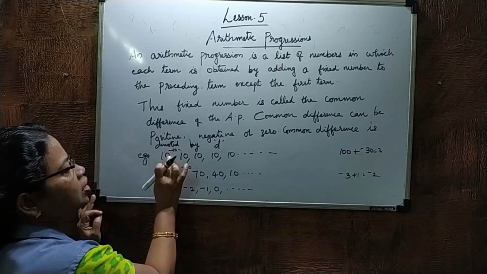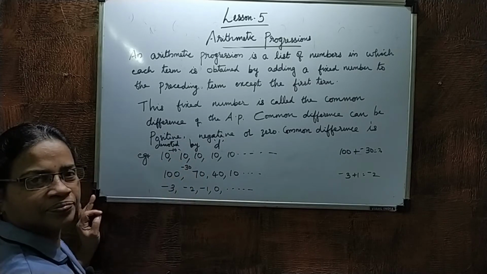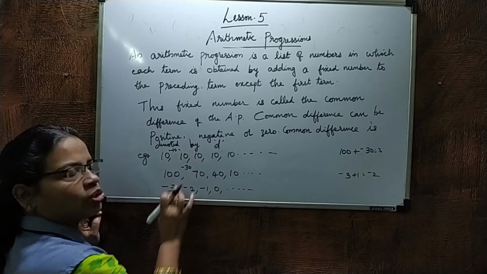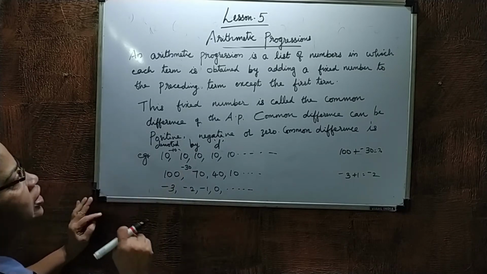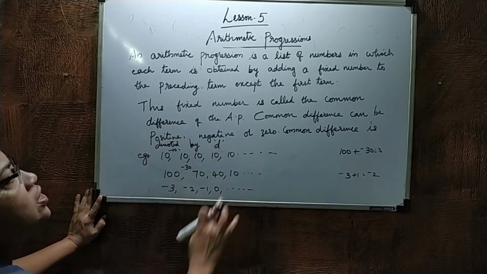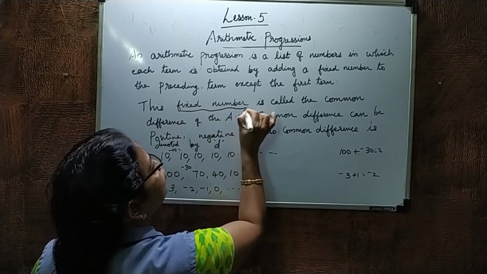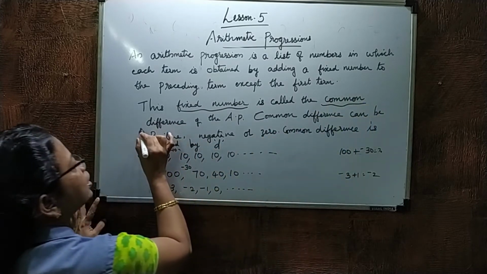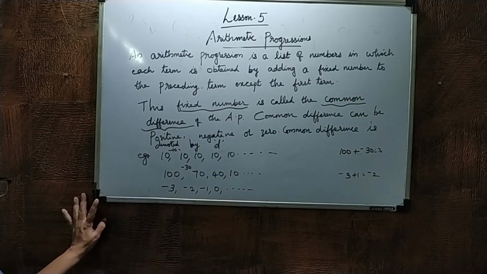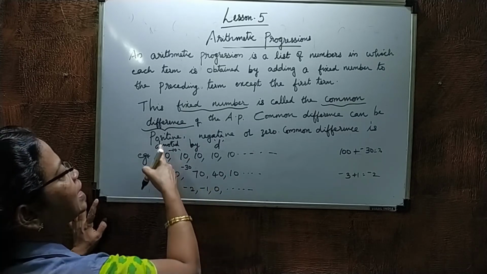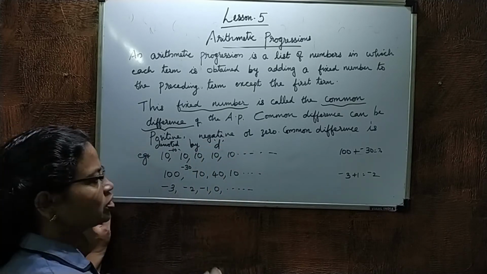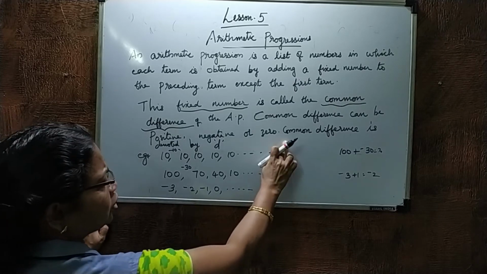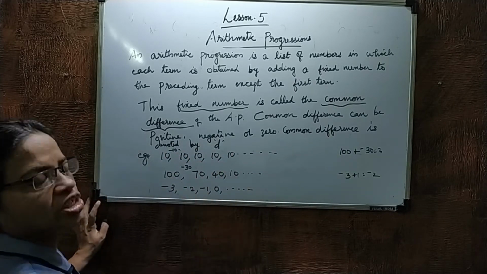Same thing here, look, 10 plus 0, you will get 10. So, what you added? You added 0, right? So, you will find out now. Next one then. This fixed number is called the common difference. That you have to learn. This fixed number is called the common difference of the AP, and common difference can be positive, negative or 0. And one more thing, common difference is denoted by small letter d.